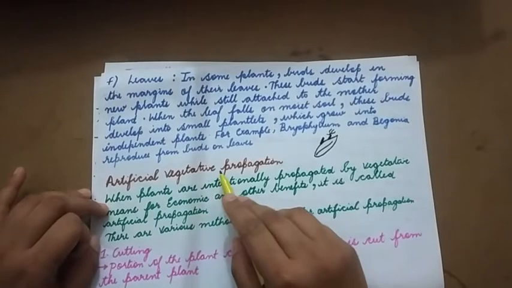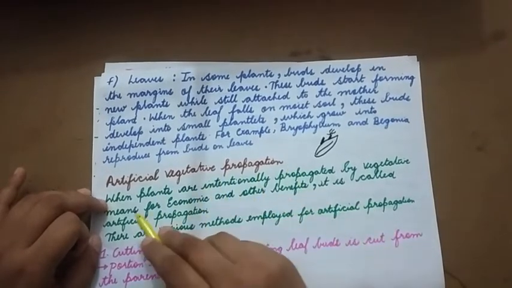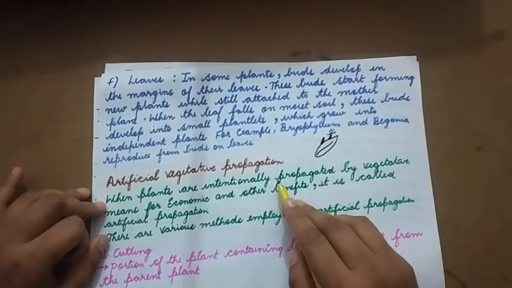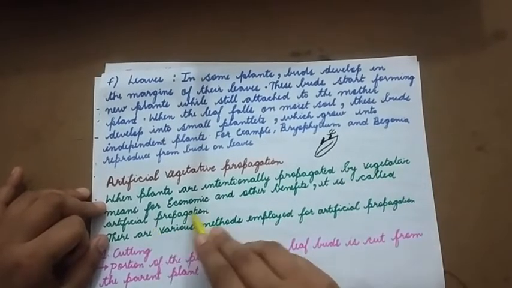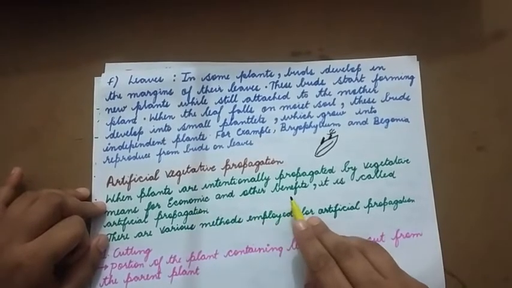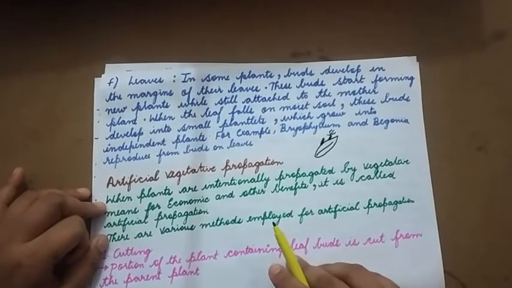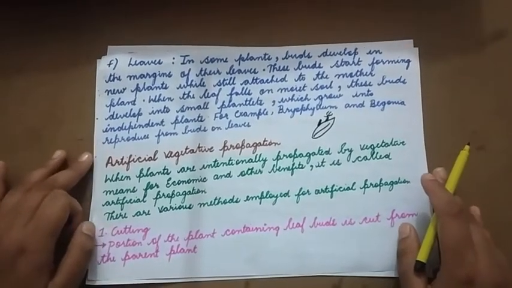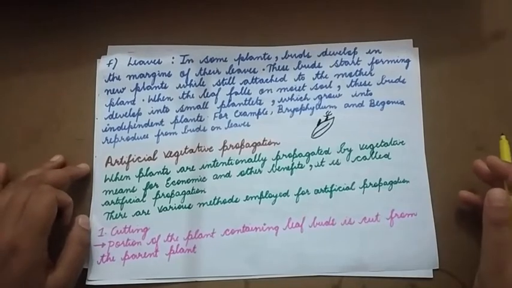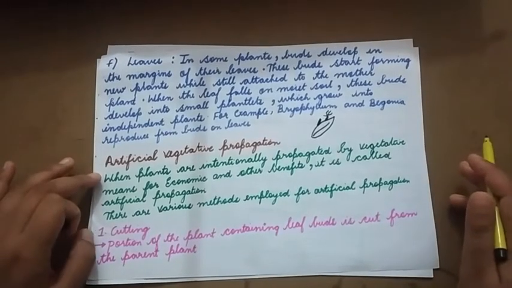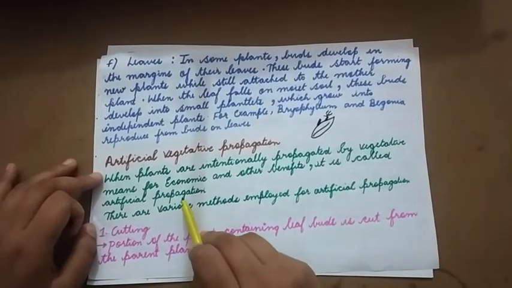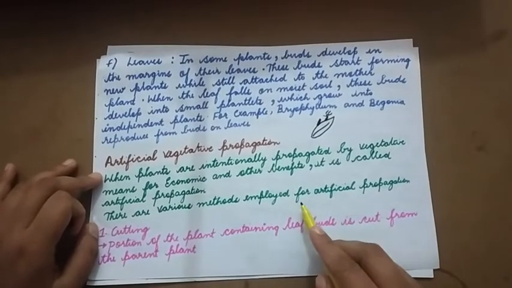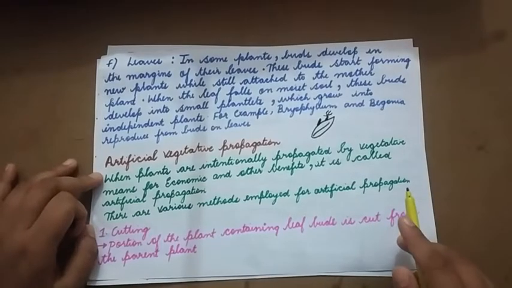Next, artificial vegetative propagation. What is artificial vegetative propagation? When plants are intentionally propagated by vegetative means for economic and other benefits, it is called artificial propagation. It means we are multiplying the plants for economic reasons. Propagation means multiplying. There are various methods employed for artificial propagation.